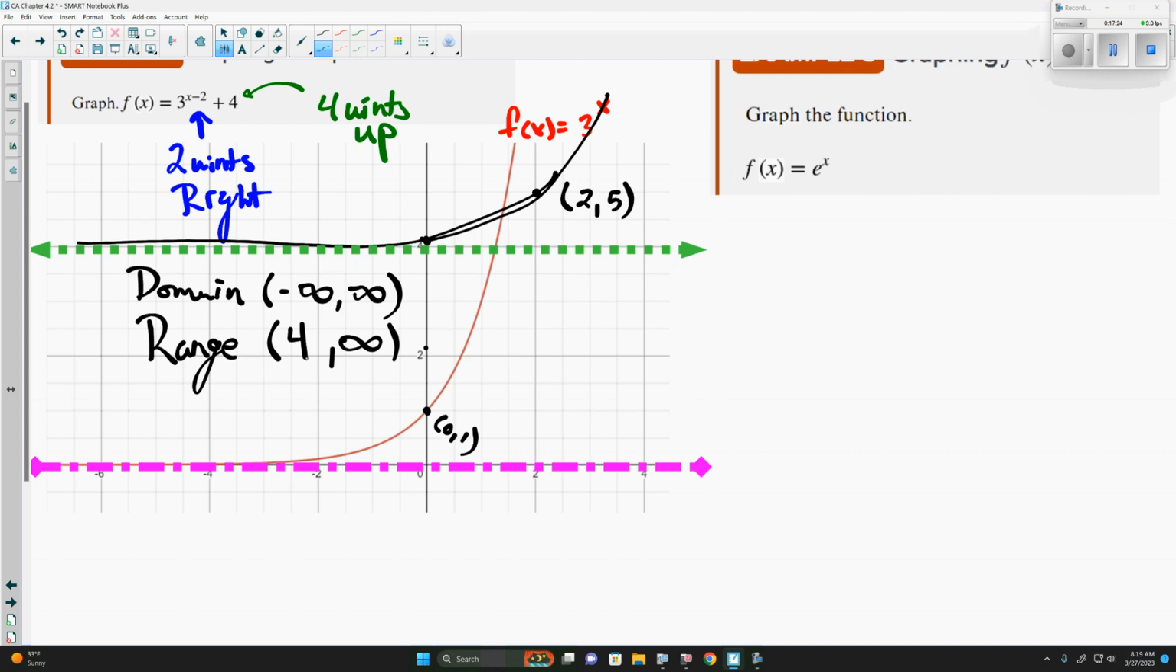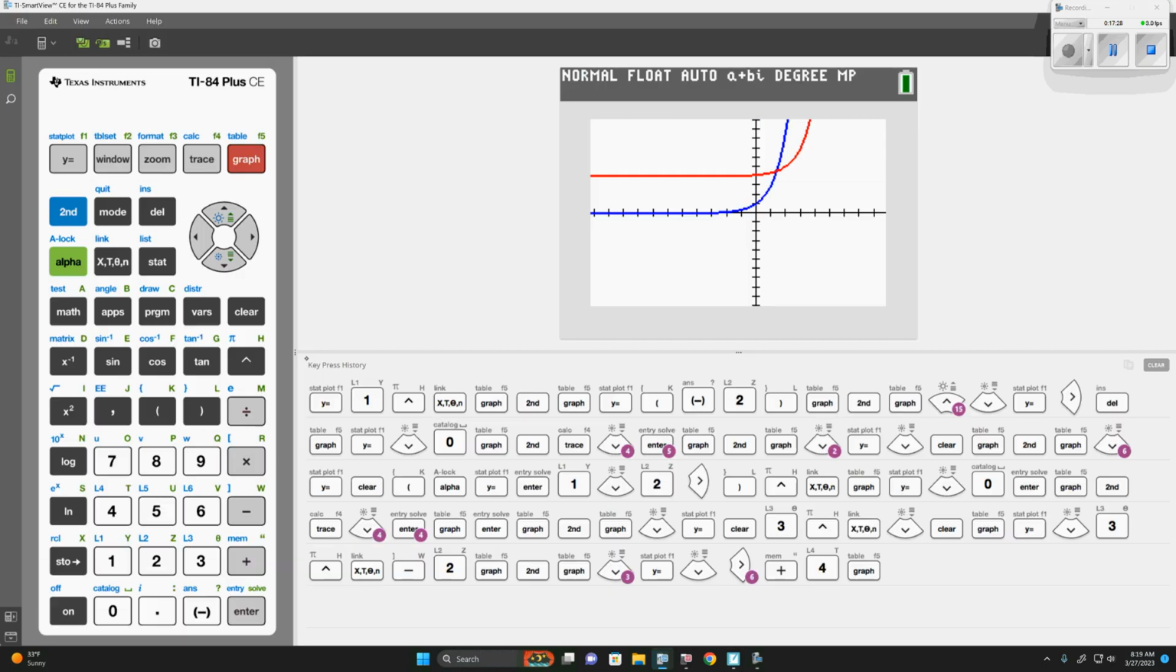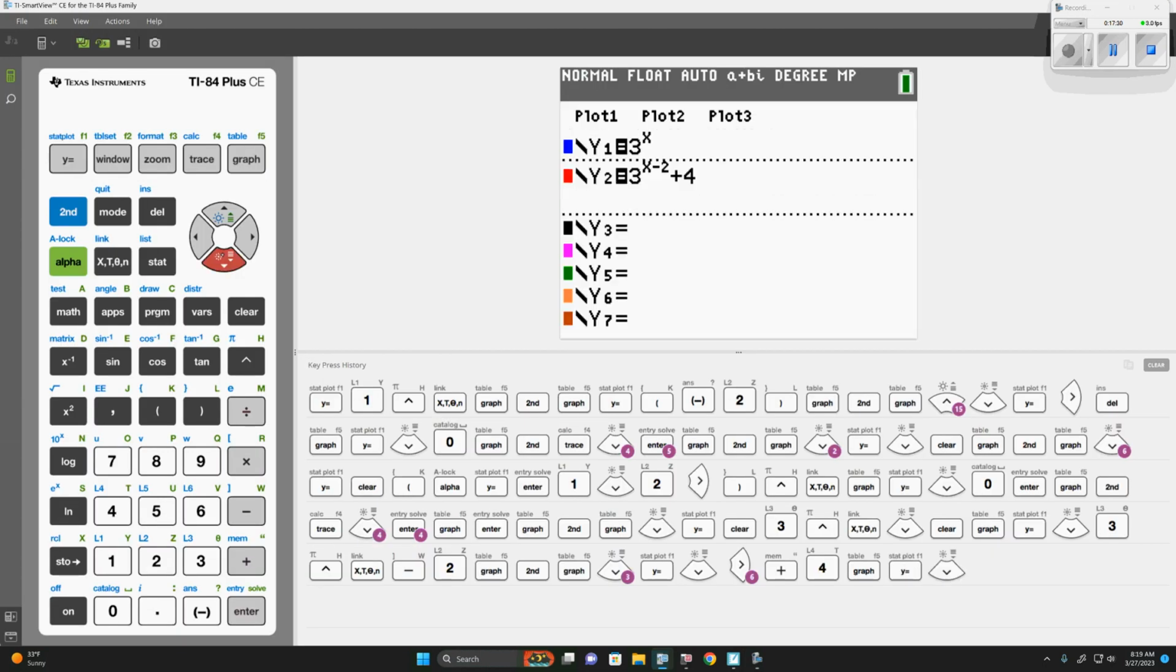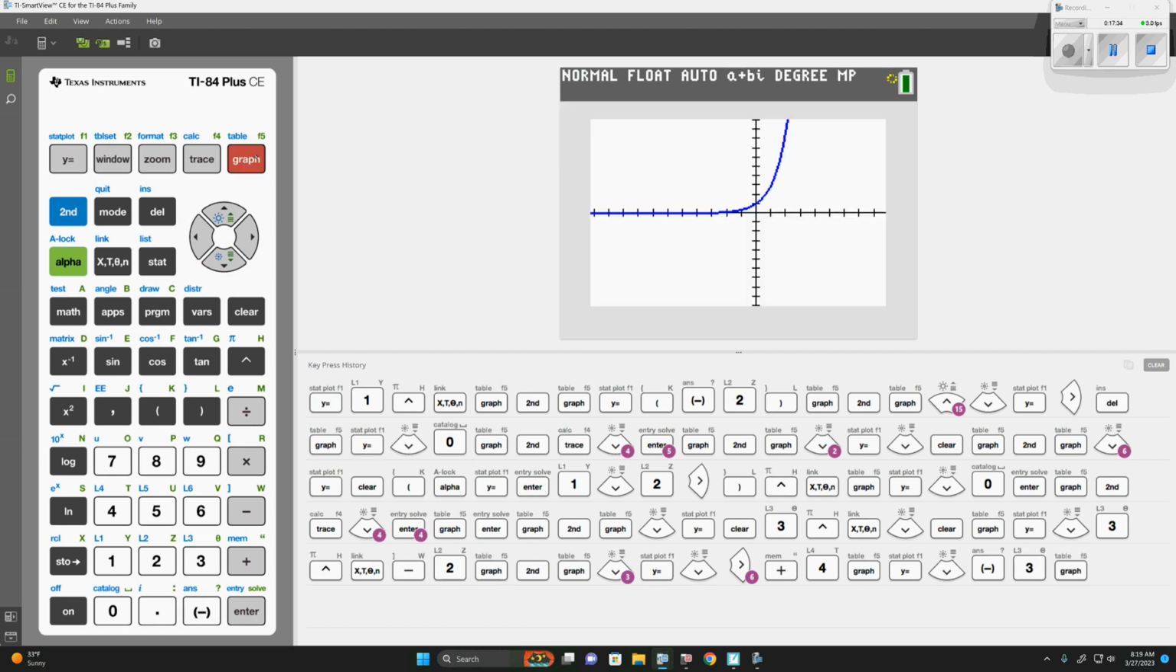Now the range doesn't always have to be 4 comma infinity, because what we can do is I can put a negative in front of it, and now it's going down. So the range would be negative infinity to 4.